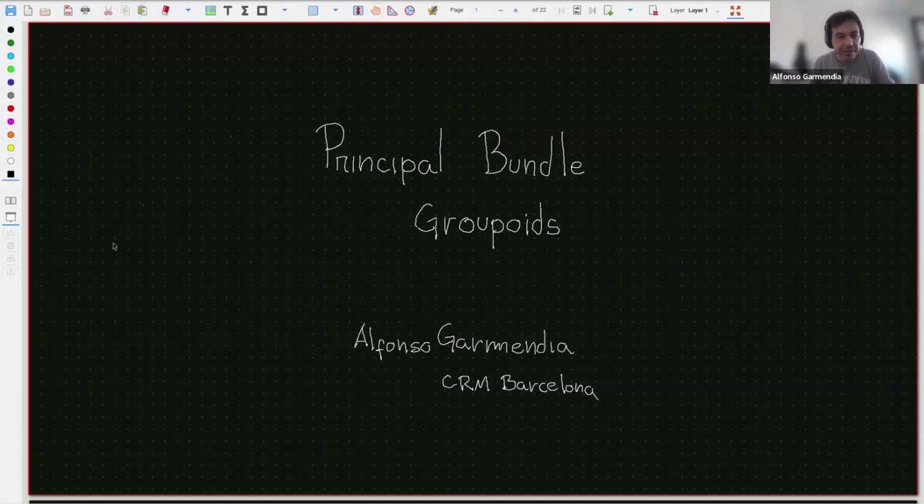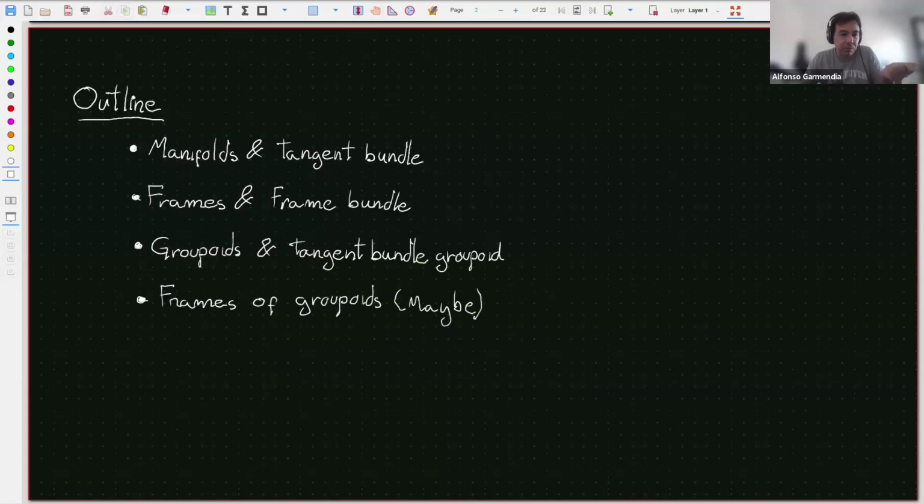When this is not here, and I should use white. I will start with motivating principal bundles and, first of all, manifolds. So the outline of the talk, although maybe you have heard of manifolds before, I will try to give an idea of what a manifold is, the tangent bundle. Then I want to introduce frames, then the frame bundle, and some physical motivation for the frame bundles. And then I will go to the part on groupoids, the tangent groupoids, and the frames of the groupoids, if we have enough time, which apparently we will have.